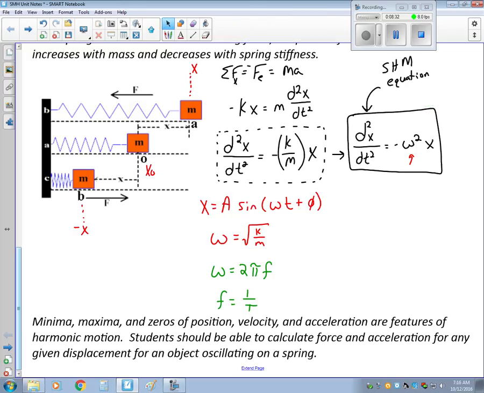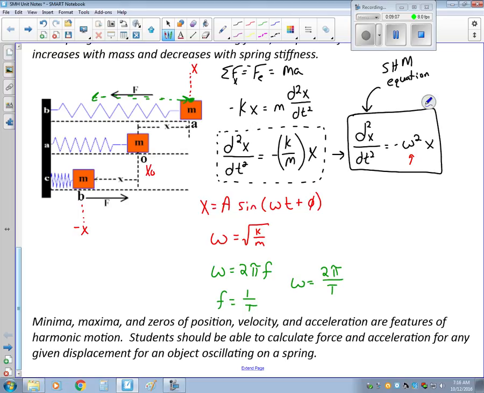So I can take a look at my angular frequency then as being omega equals 2 pi divided by the period. And that's kind of important right there. We want to represent this in terms of period. So the period then is how long it takes it to go from its starting point all the way over and then all the way back. That's what the period measures, how long that event takes.